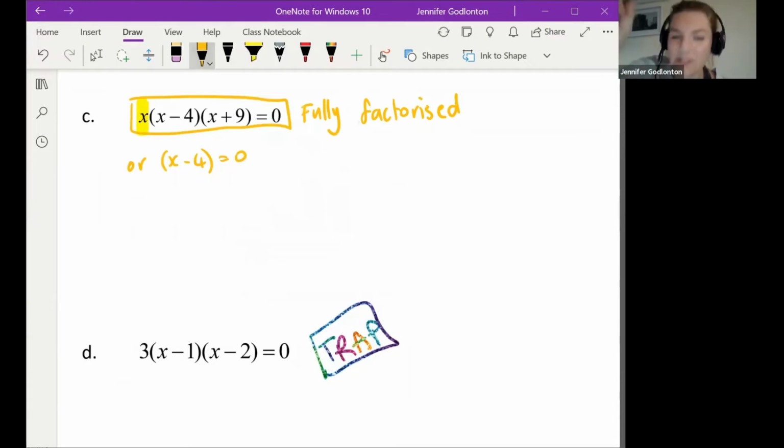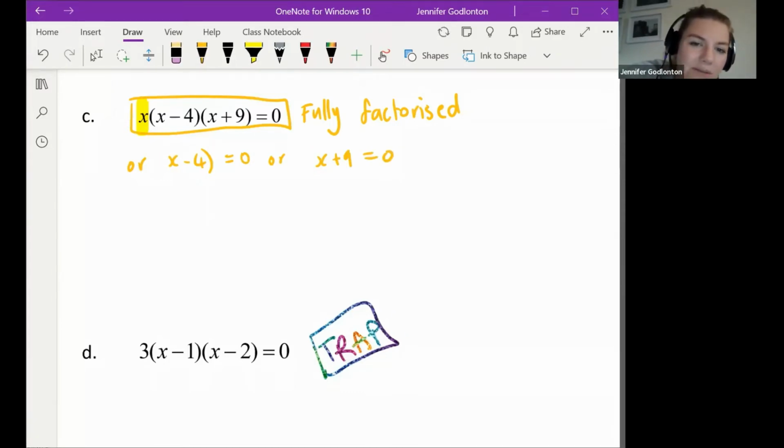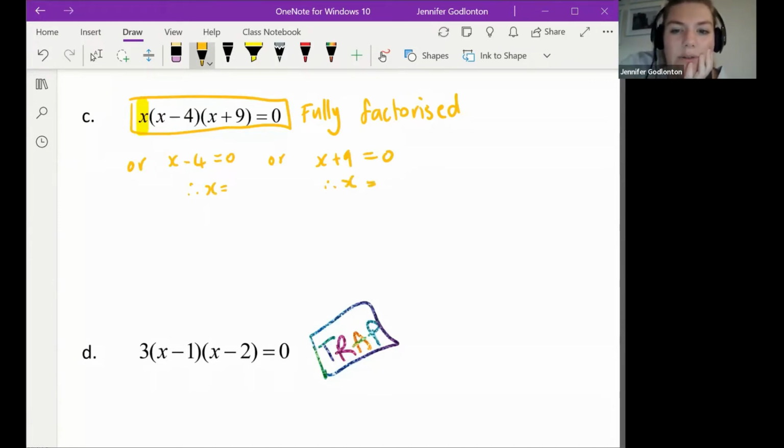Can you just finish off the rest of what you've done so far, though? Okay, ma'am. And then I said, or, x plus 9 equals 0. Good. That's good. So what would my two values of x be for these two equations? Ma'am, x would be 4. Good, for the first bracket. And then for the next bracket, x will be -9. Beautiful. Okay, well done, that's great. So those are two of my answers.